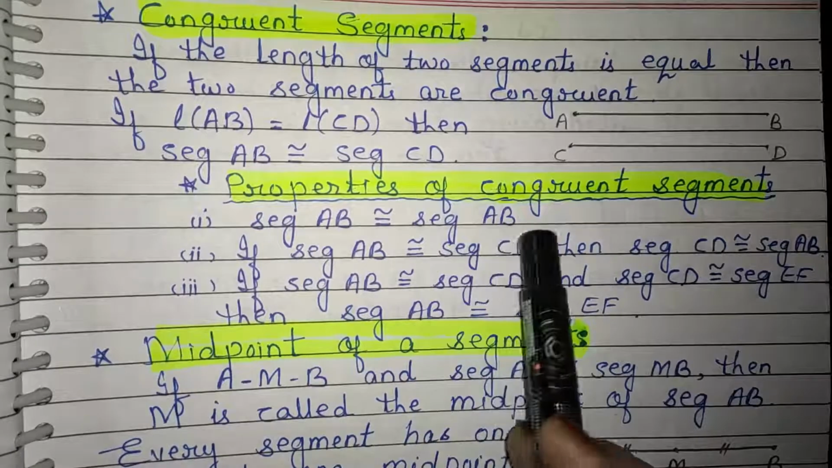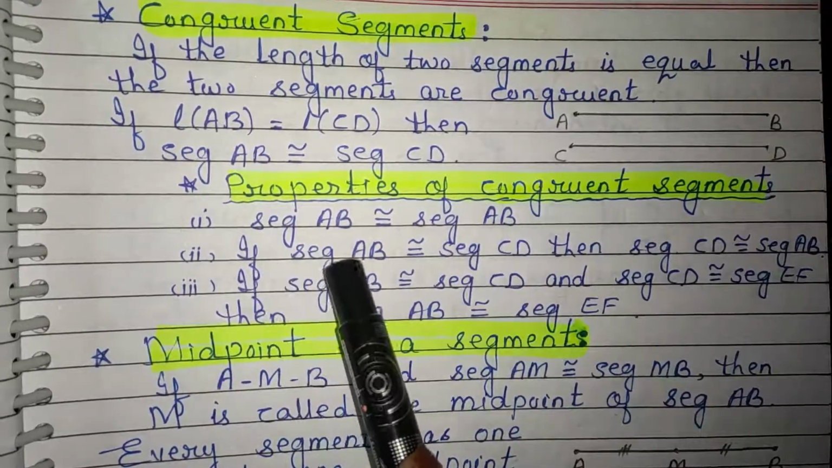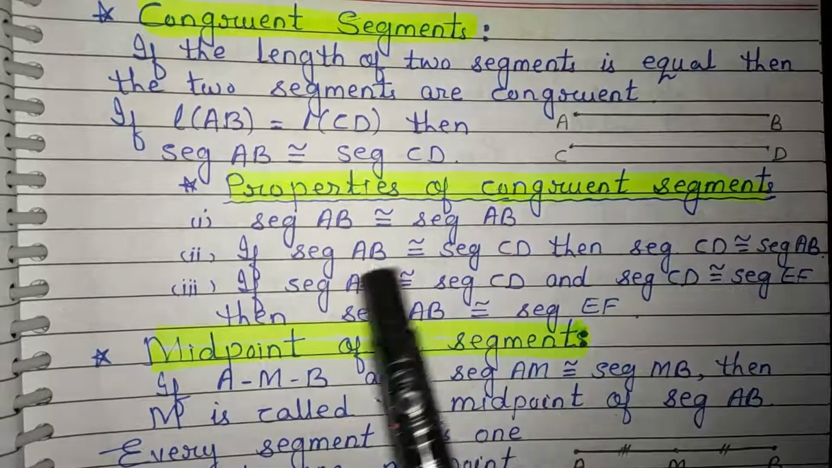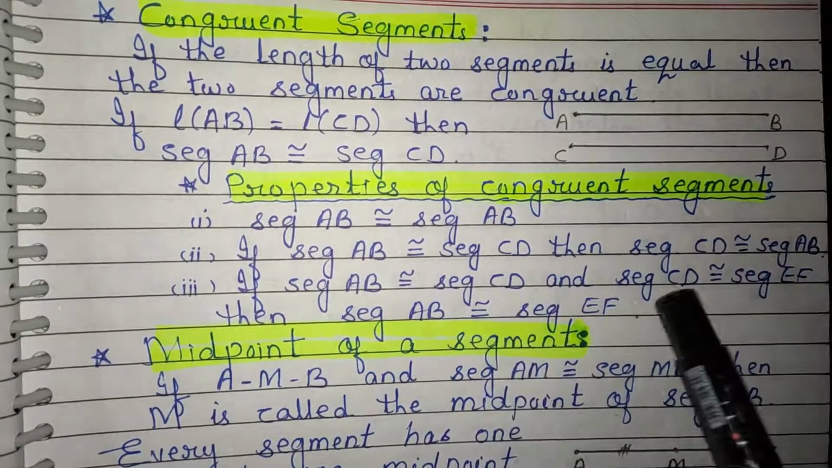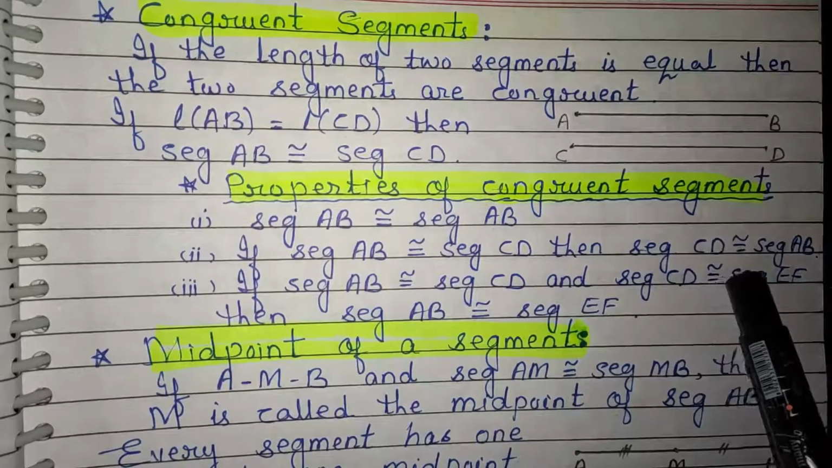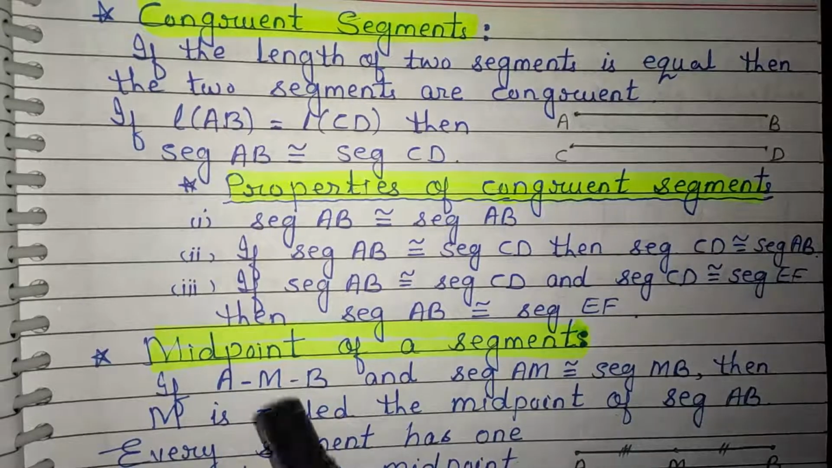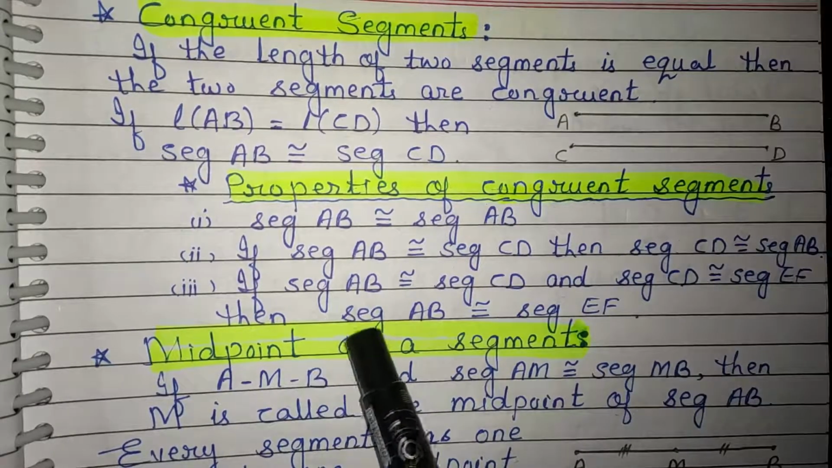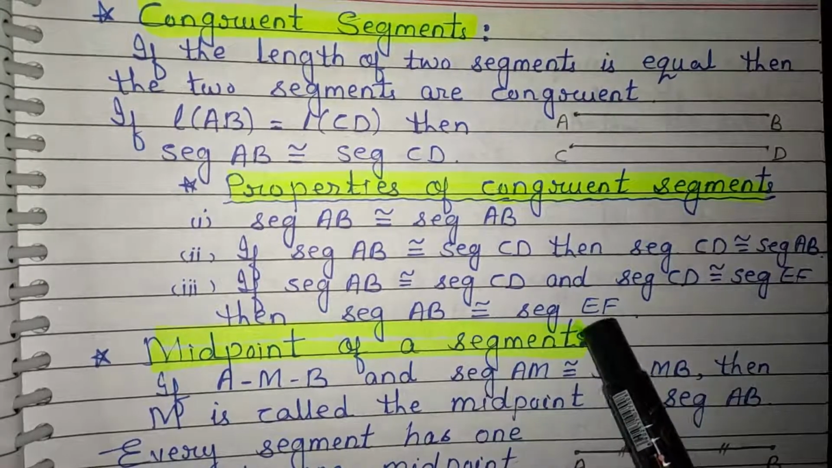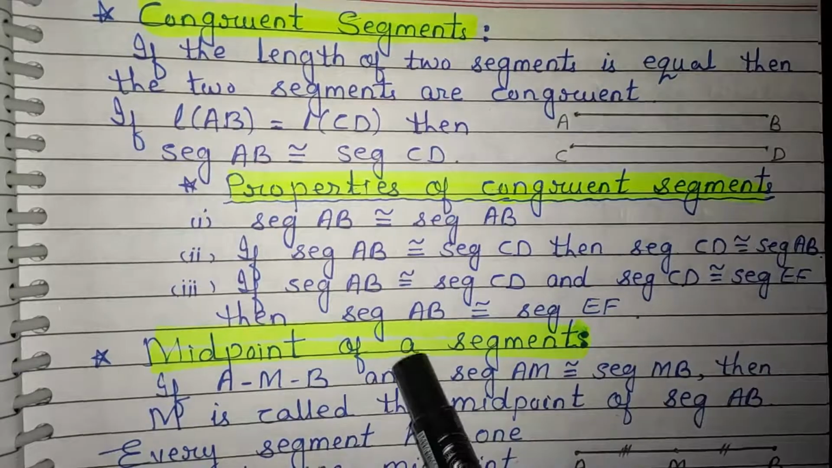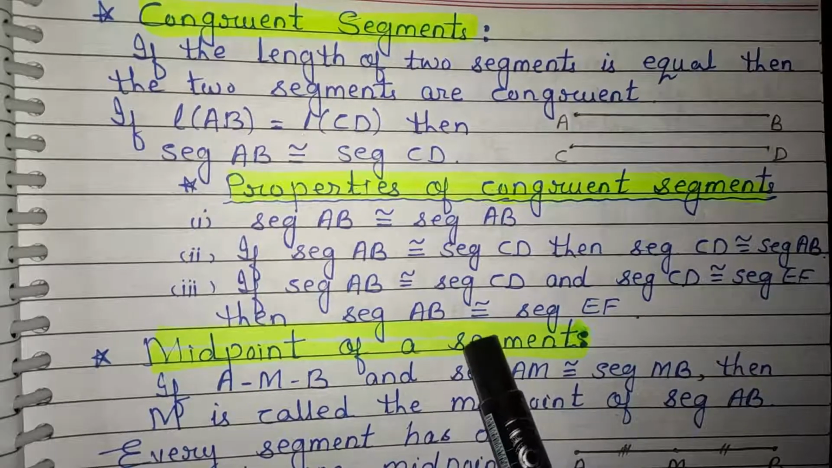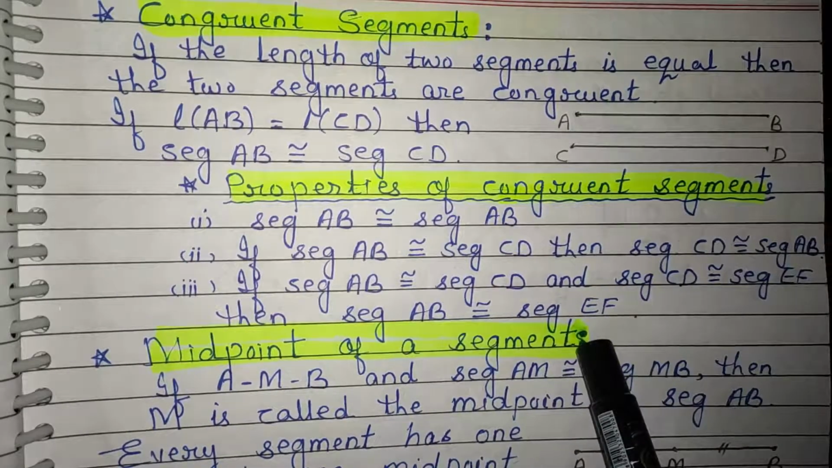Next, properties of congruent segments. First, segment AB is congruent to segment AB. Second, if segment AB is congruent to segment CD, then segment CD is also congruent to segment AB. Third, if segment AB is congruent to segment CD and segment CD is congruent to segment EF, then segment AB is also congruent to segment EF.